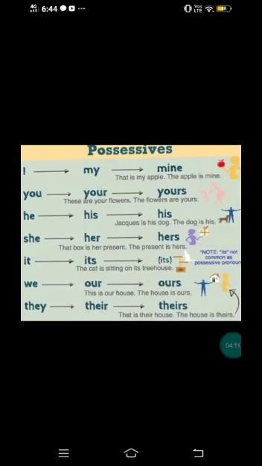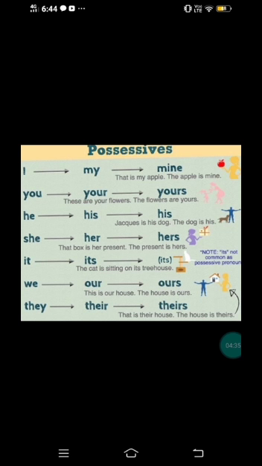First person plural is we, right? We changes to our. This is our house. This is our house. We are saying that this house belongs to us. House is a noun and it is giving us more information about the noun that it belongs to. This is our house.